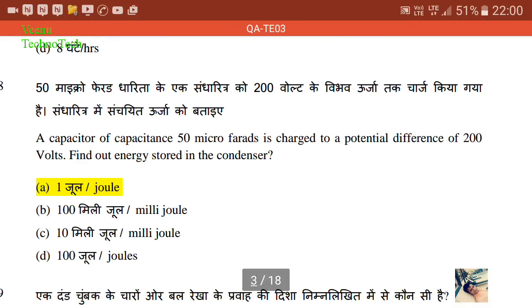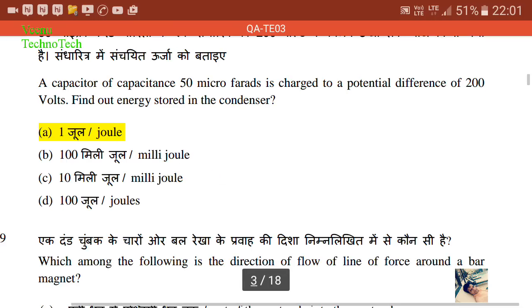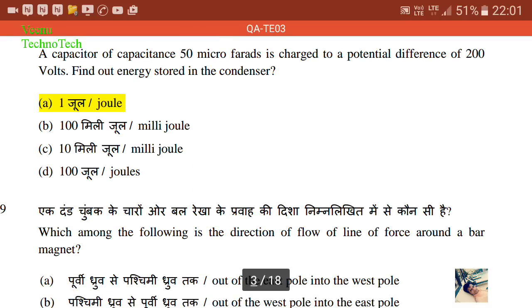A capacitor of capacitance 50 microfarad charged to a potential difference of 200 volt. Find out energy stored in condenser. To find out energy stored in a capacitor, simply its formula is 1 by 2 into C into V square. So 1 by 2 into 50 into 200 square. You got 1 joule answer. Correct answer is 1 joule.